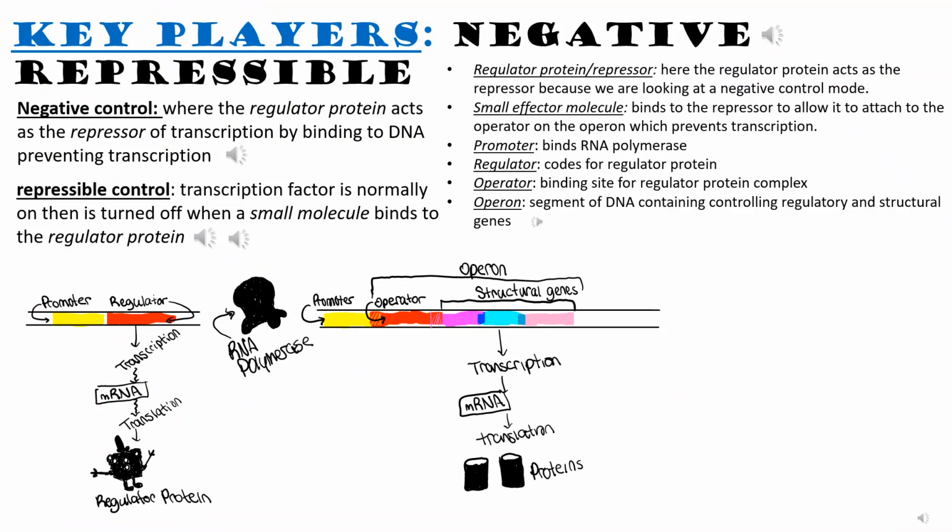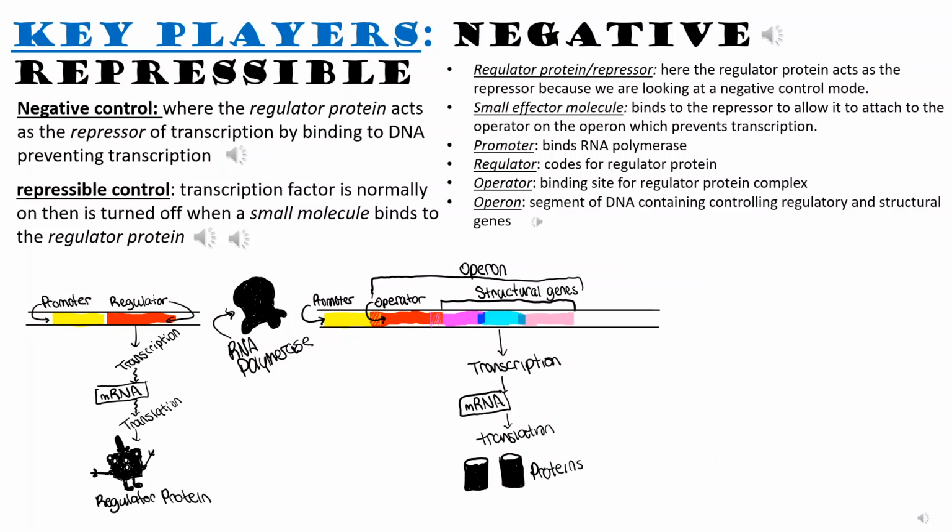So here are some of the key players in negative repressible mode of regulation of transcription. Negative control means that the regulator protein acts as the repressor of transcription by binding to the DNA operator, preventing the RNA polymerase from connecting and transcribing.